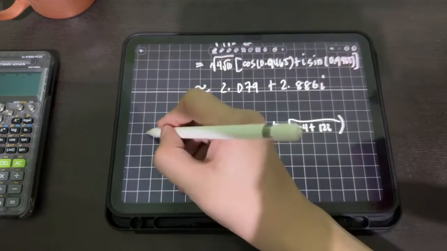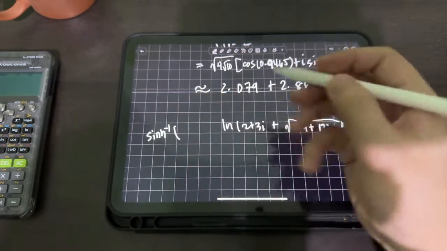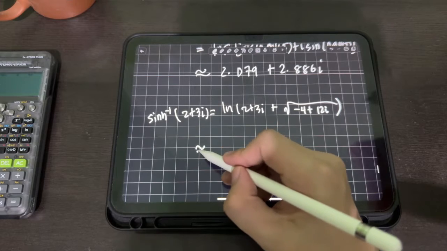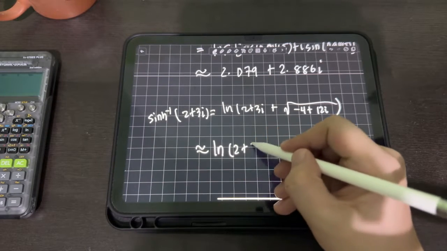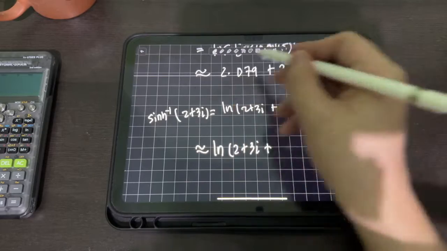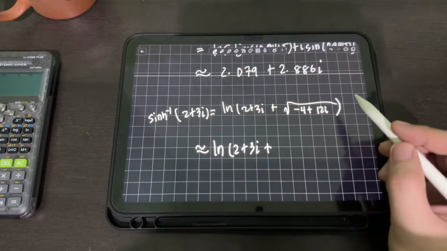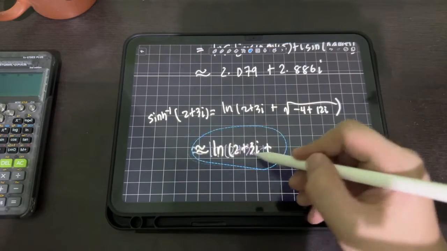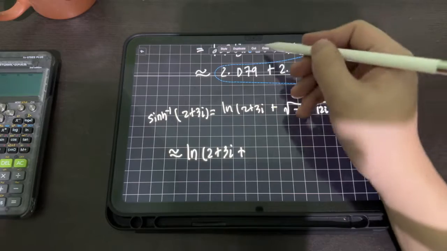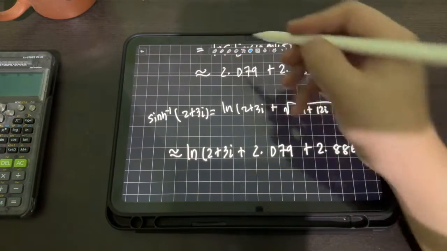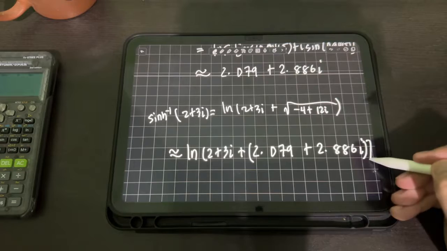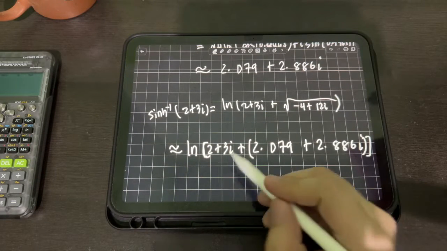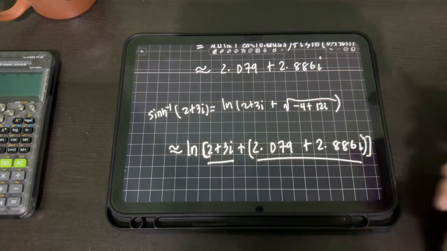So this is the formula for arcsinh of 2 plus 3i, right? So we can now have approximately equal to ln of 2 plus 3i plus this approximate value of the square root, the first square root that we consider when k is 0. Let's just copy here. Okay, and then we add this complex number with this 2 plus 3i.